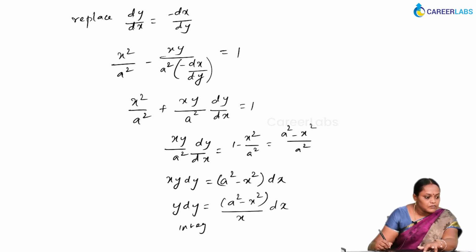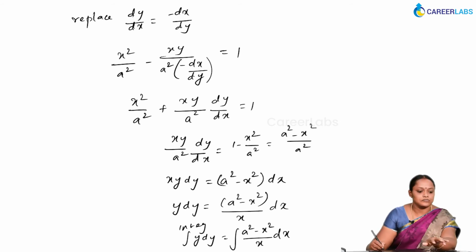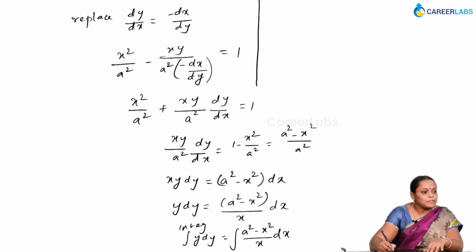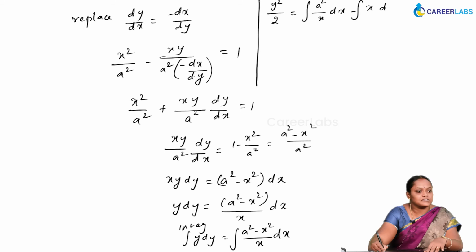On integrating, we will get integral y dy is equal to integral a square minus x square divided by x dx. So how do you integrate this term? You can split that into two different integrals, right? Let me write it here itself. So here this is y square divided by 2, which is equivalent to a square by x into dx minus integral x square divided by x will give you x dx. So this is y square by 2 equivalent to a square log x minus, for x it is x square by 2 plus an integration constant c.